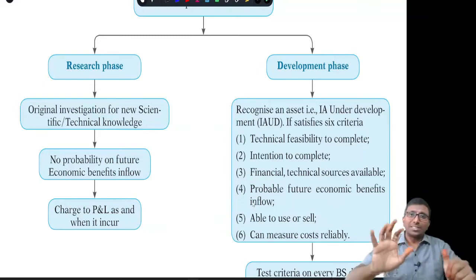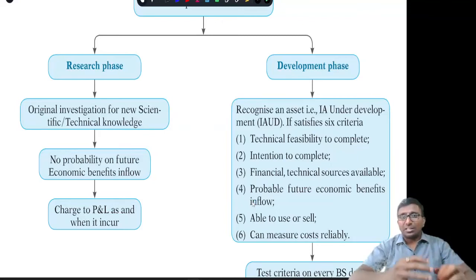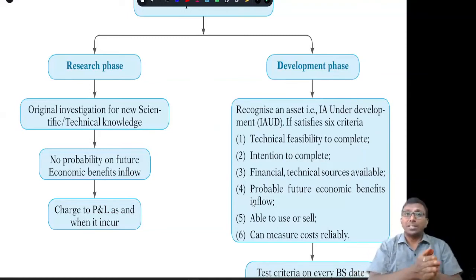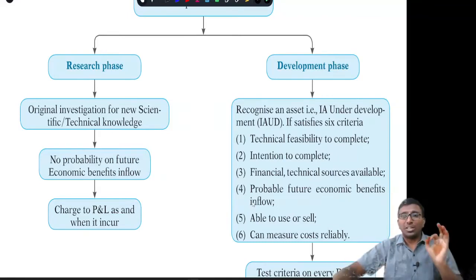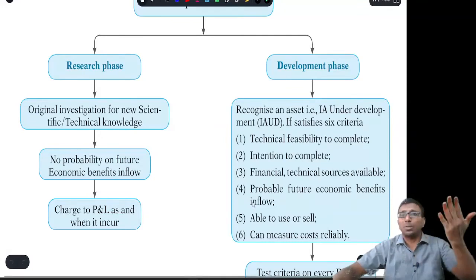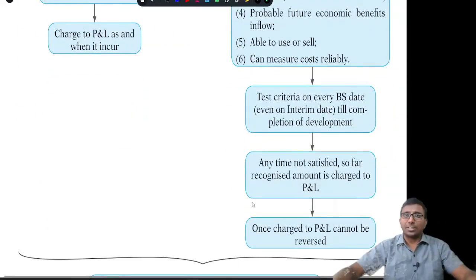When you satisfy the six criteria, then the intangible asset under development becomes an asset. Till the development phase is completed, it will be under the head intangible asset under development. Once development is completed, it will be transferred to the intangible asset account, just like you transfer CWIP to PPE.